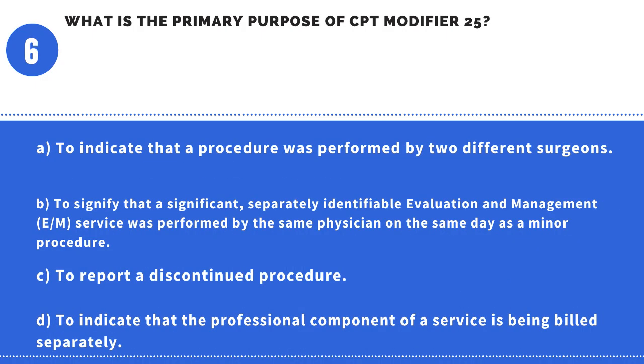Question 6. What is the primary purpose of CPT Modifier 25? A. To indicate that a procedure was performed by two different surgeons. B. To signify that a significant, separately identifiable evaluation and management (E/M) service was performed by the same physician on the same day as a minor procedure. C. To report a discontinued procedure. D. To indicate that the professional component of a service is being billed separately.